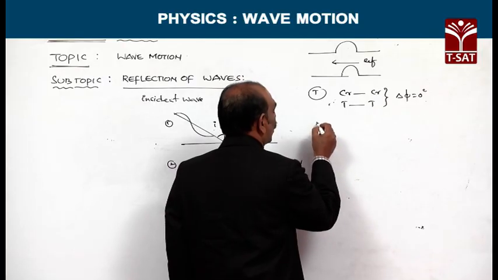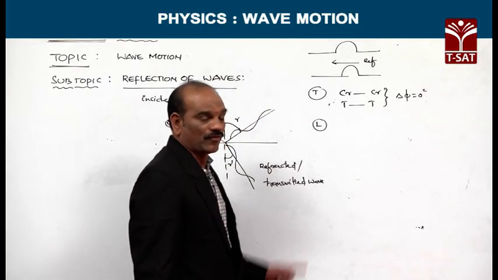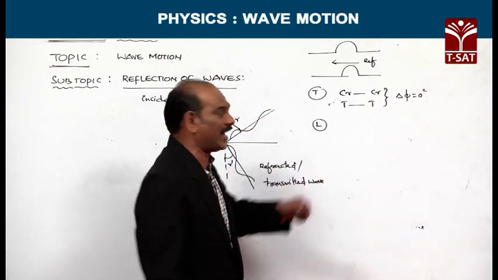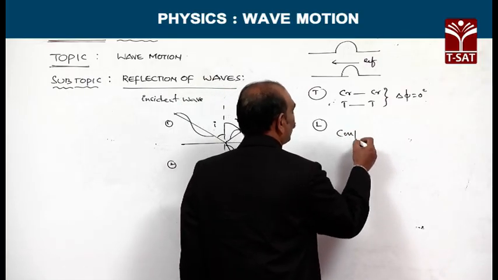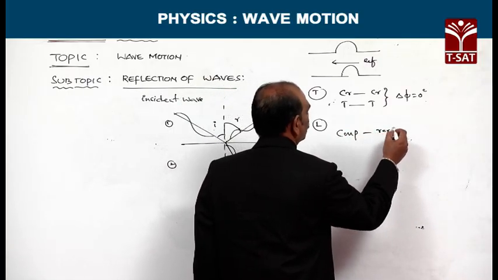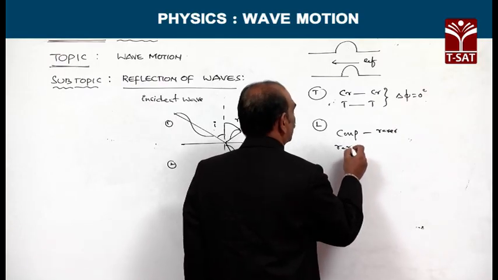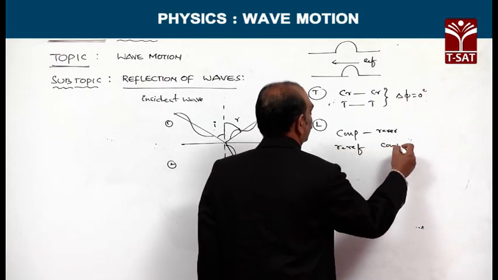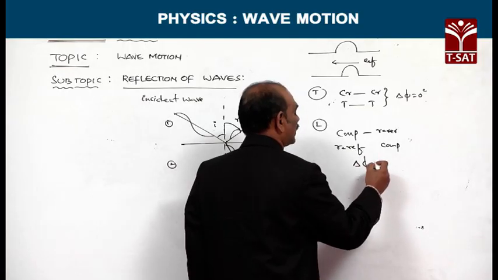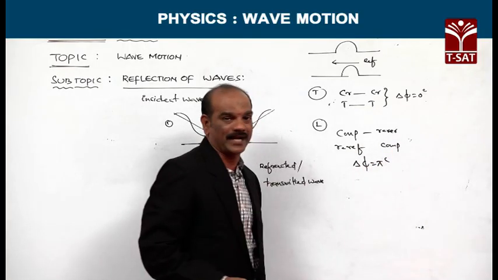In the case of longitudinal pressure waves, when reflection takes place at the free end, compression reflects as rarefaction and rarefaction reflects as compression. In this case, the phase difference delta phi is equivalent to pi radians.